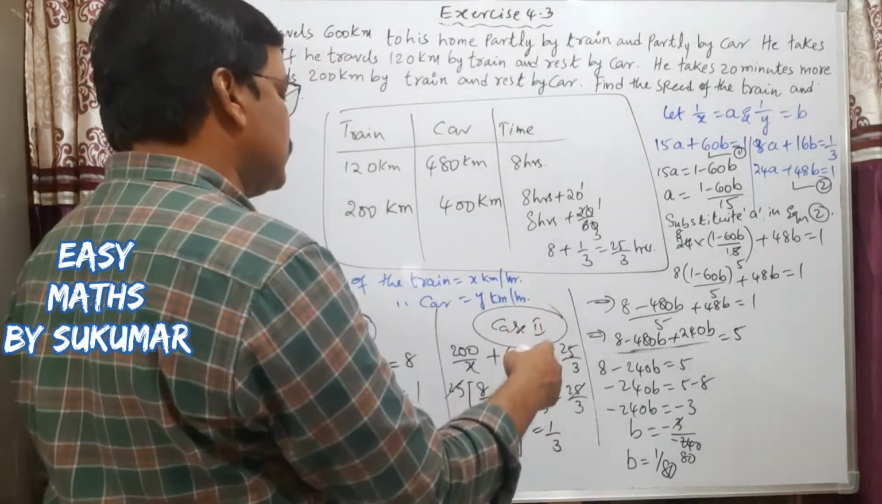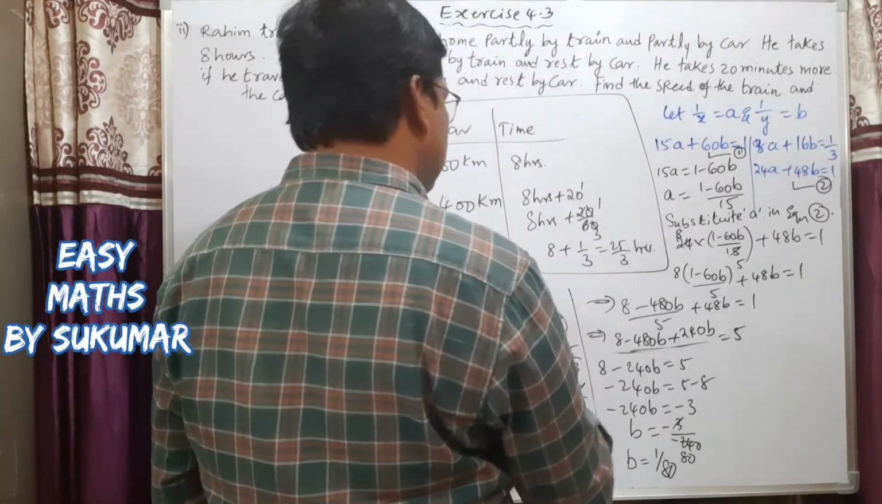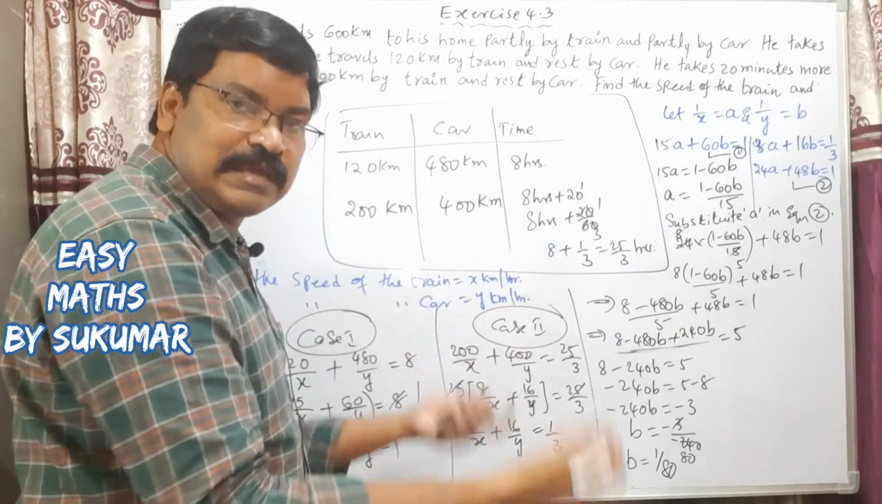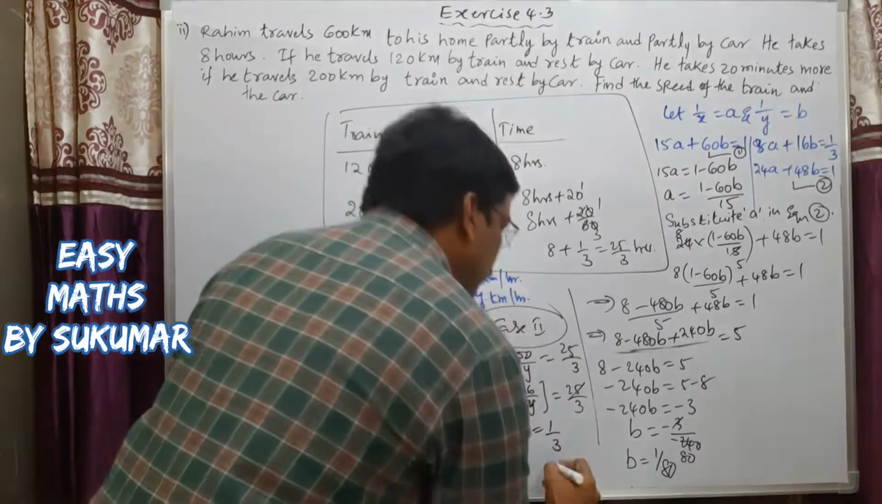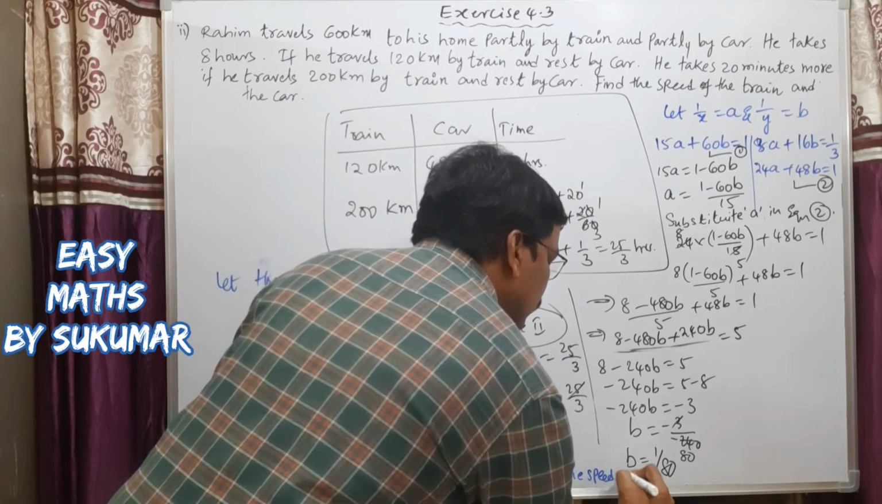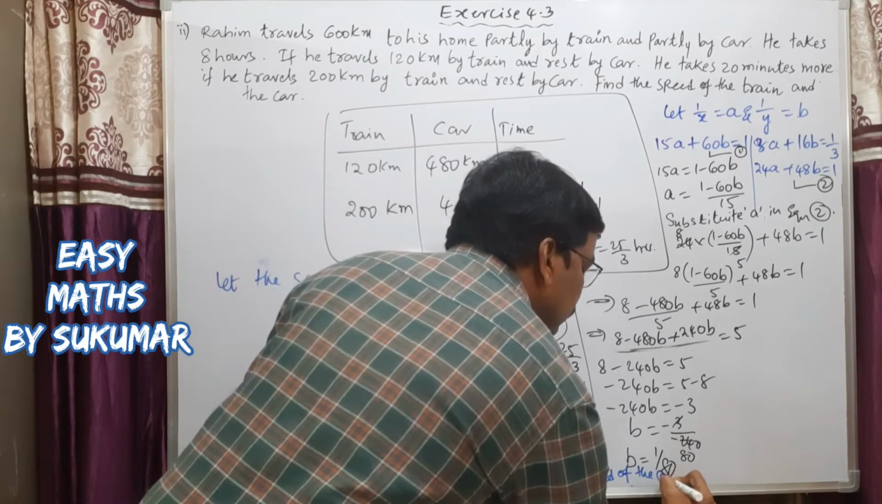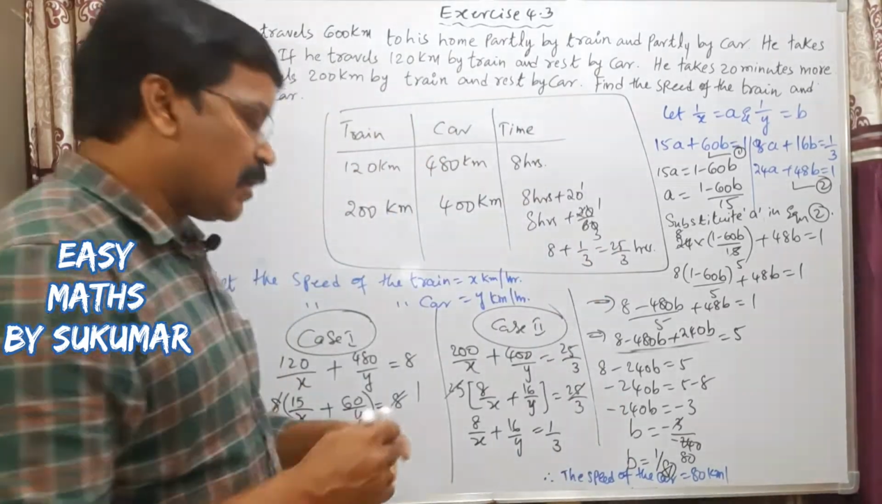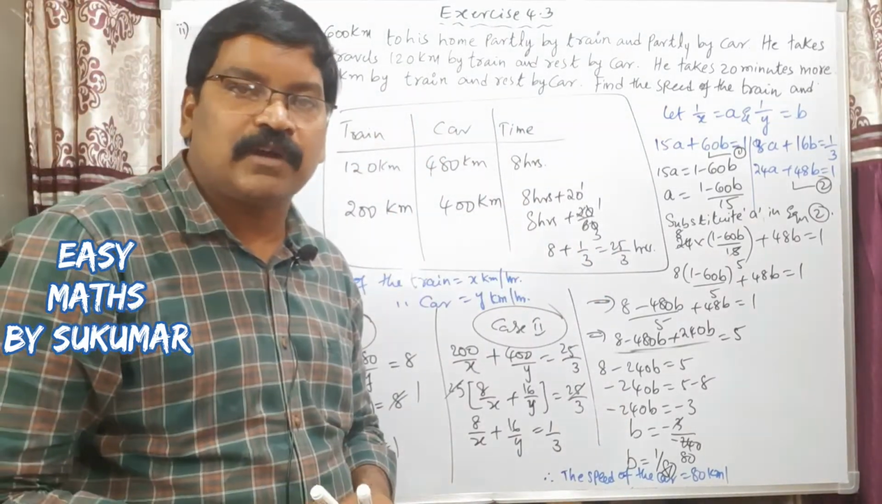Why? 1 by y is equal to what? Here y is equal to 80 km per hour. So we take 1 by y is 1 by 80. So y is equal to 80. Therefore, the speed of the car is equal to 80 kilometers. Okay. Now let us find the speed of the train also.